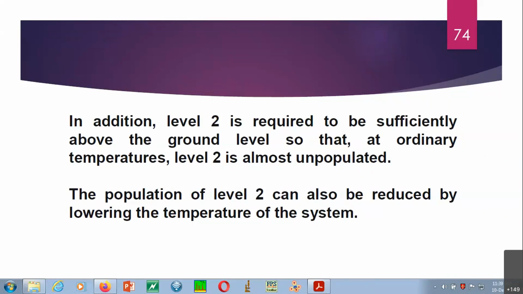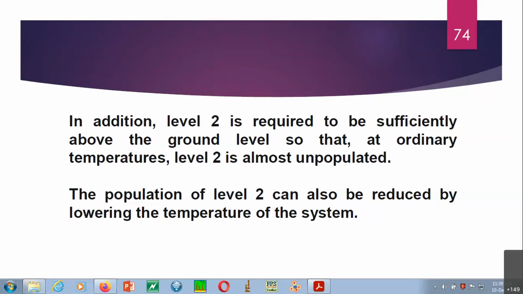Why? Otherwise, what will happen at normal temperature, or even if you increase the temperature by a little amount, this level number 2 will be almost unpopulated. So you have to keep it slightly higher, so that you keep it unpopulated. If you place it very close, it will be populated and it will not be able to empty, because it is very near to level 1. That is why it is always suggested that level 2 be kept at enough distance above level 1. Then only can the number of particles come down from level 2 to level 1.